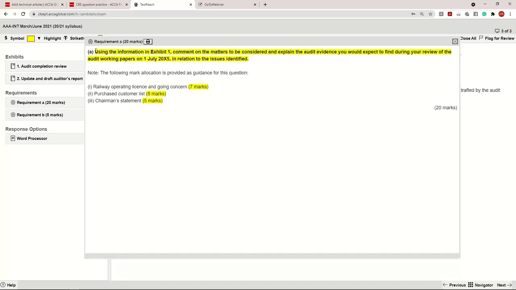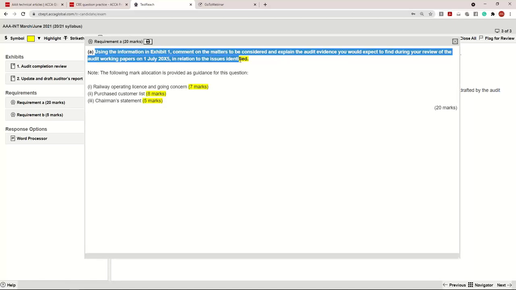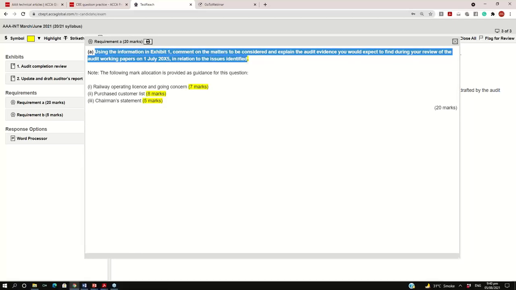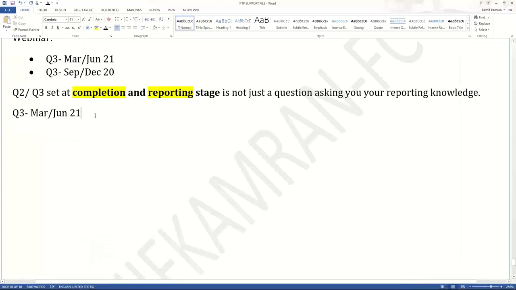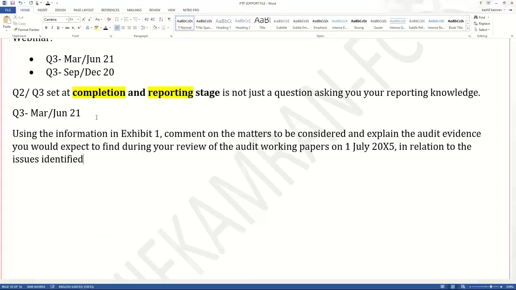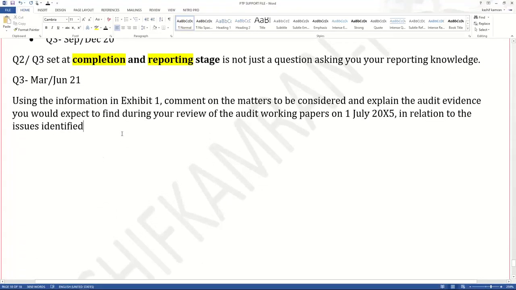Now, was I clear on this requirement of a question yesterday on day 2? That this is a very, very important question which comes at the stage of completion and reporting. Using the information in exhibit 1, comment on the matter. Did I explain to you this yesterday, everyone? You cannot say no if you were in the live webinar.